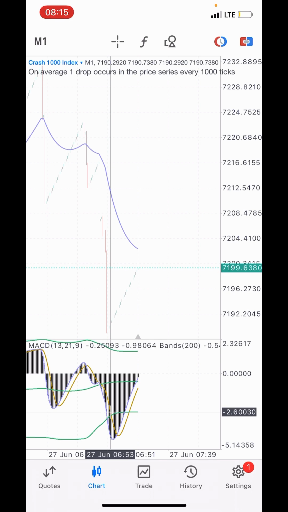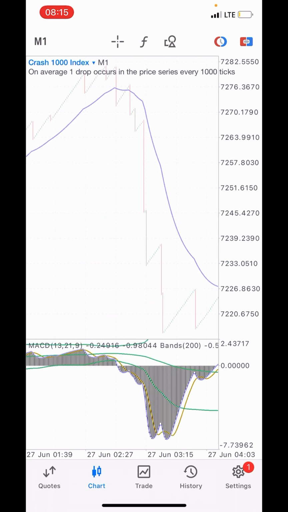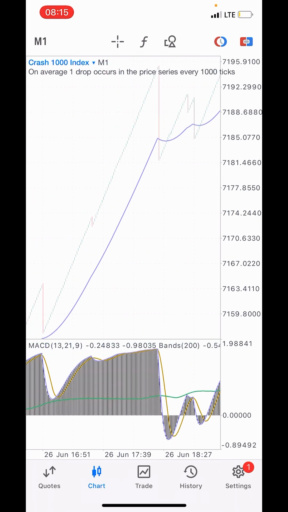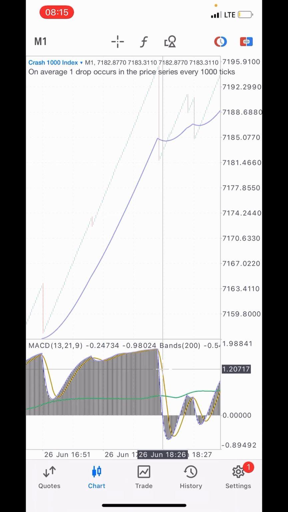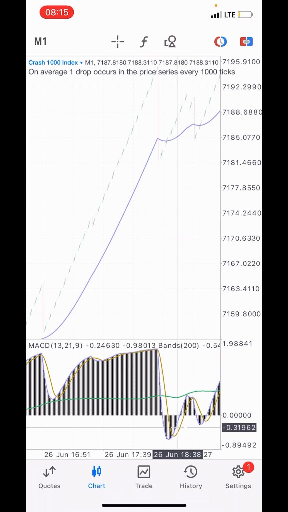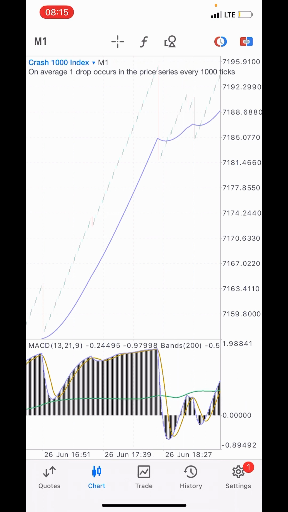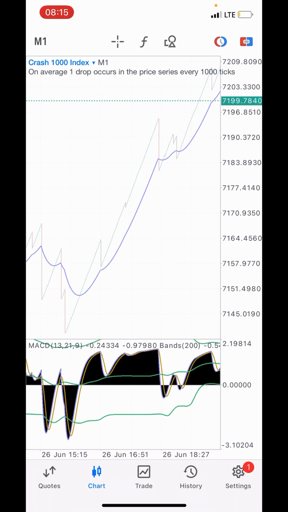Okay, so now once you've done this, you can now get in to buy or to sell. So now let's backtest on the crash 1000 spikes. See, this came down, but immediately there was a crossover here. It started going up.